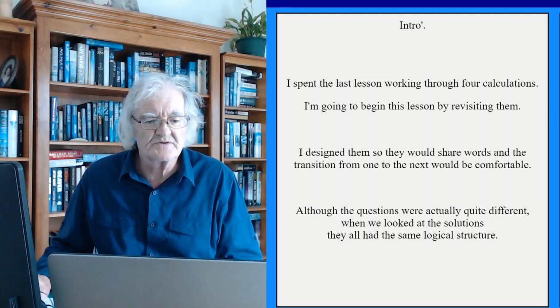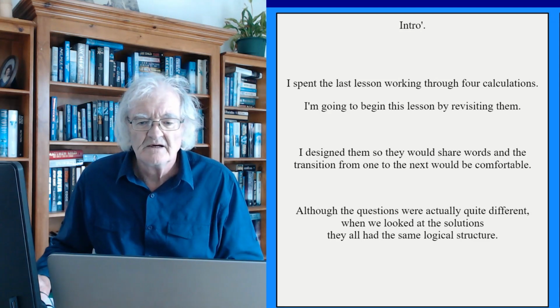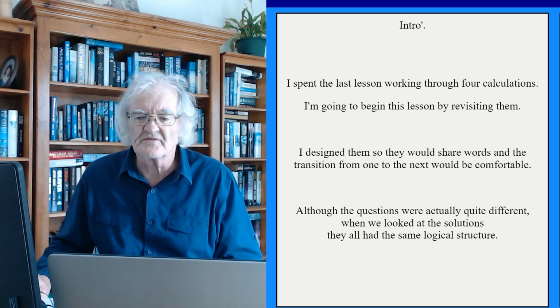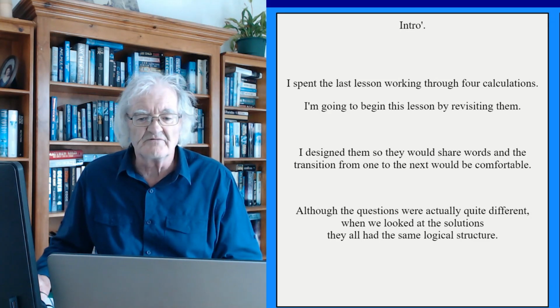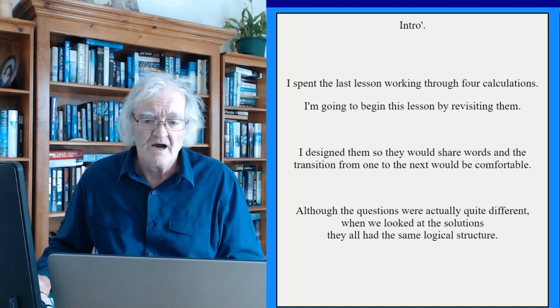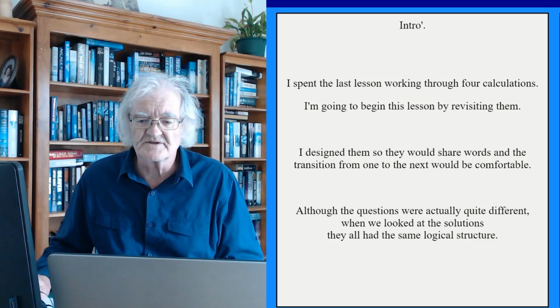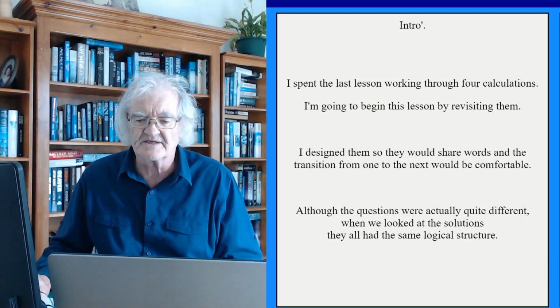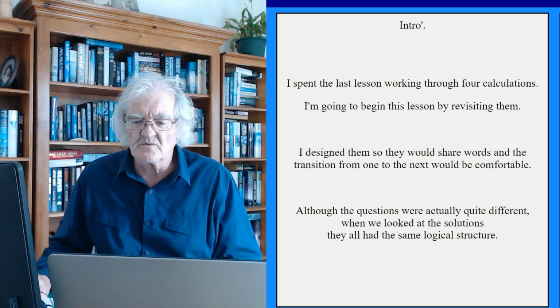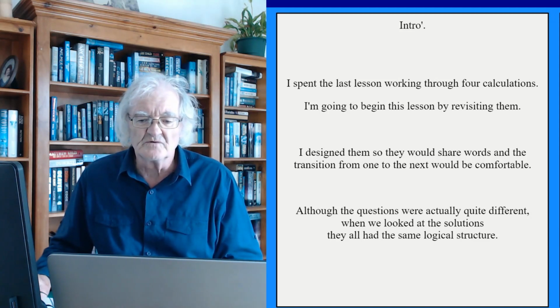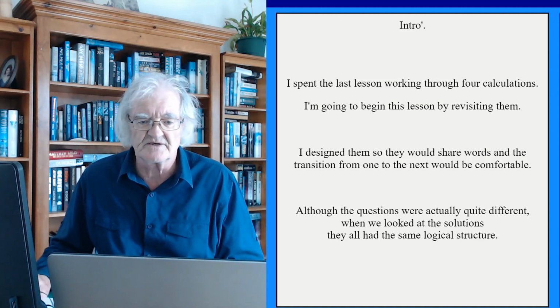Welcome to lesson 27. I spent the last lesson working through 4 calculations. I'm going to begin this lesson by revisiting them. I designed the calculations so they would share words and the transition from one to the next would be comfortable. Although the questions were actually quite different, when we looked at the solutions, they all had the same logical structure.